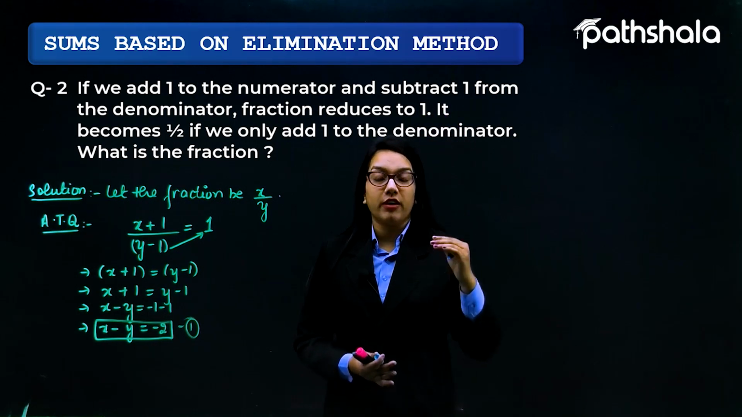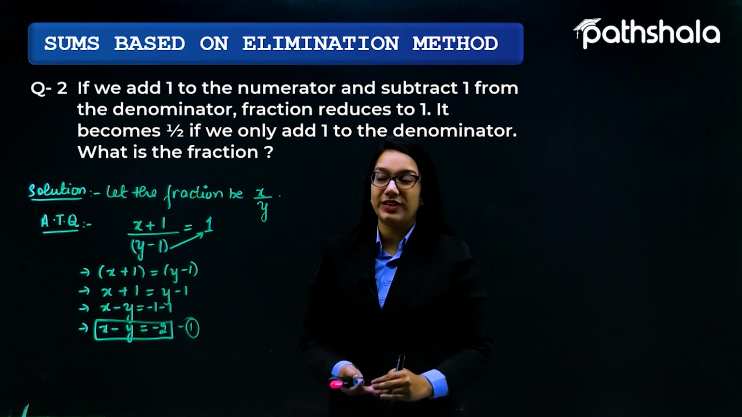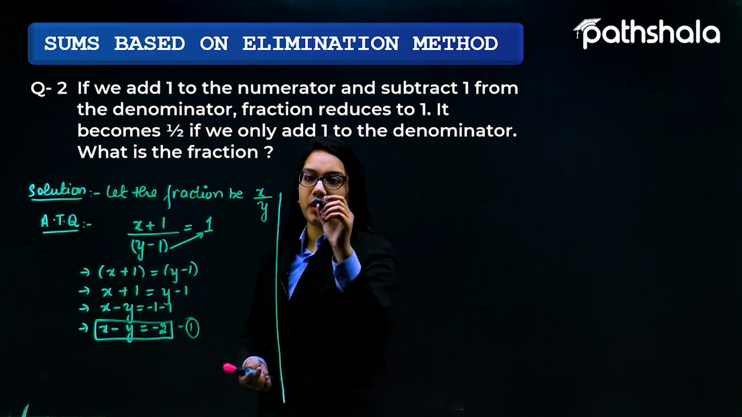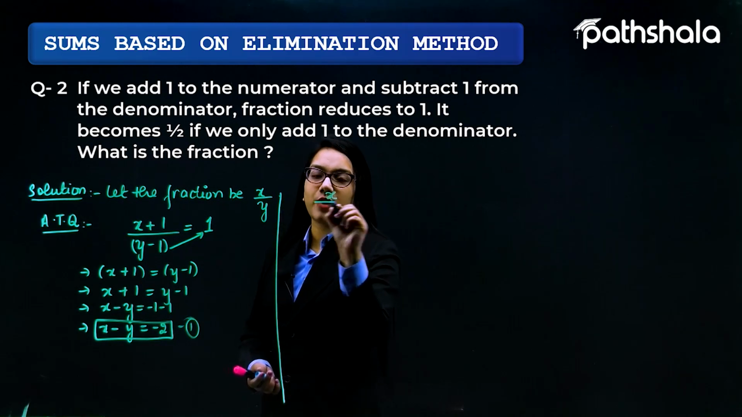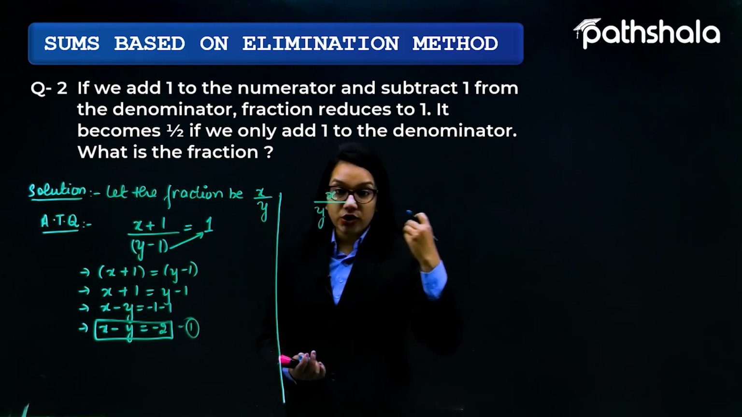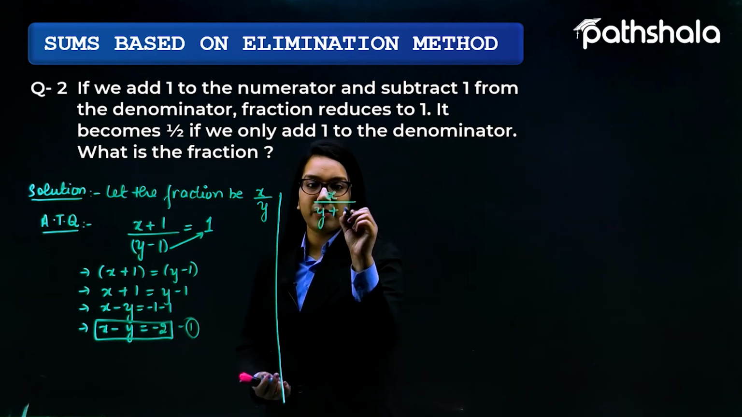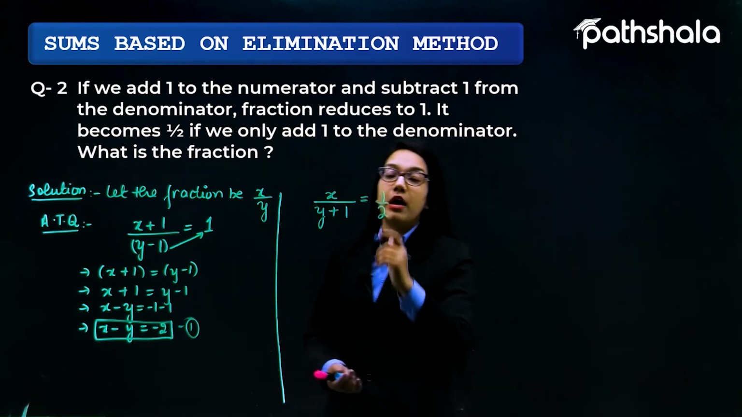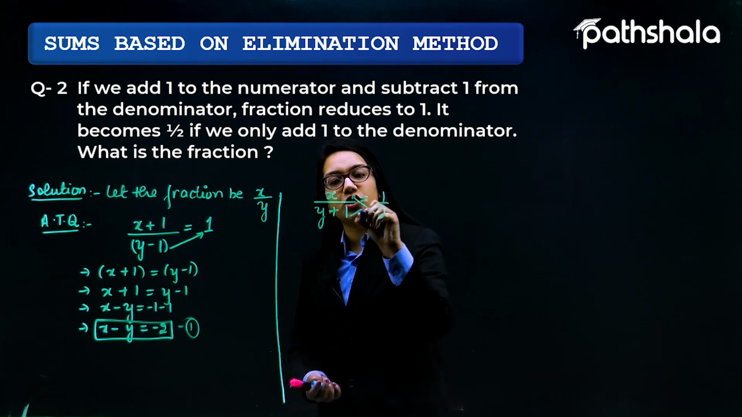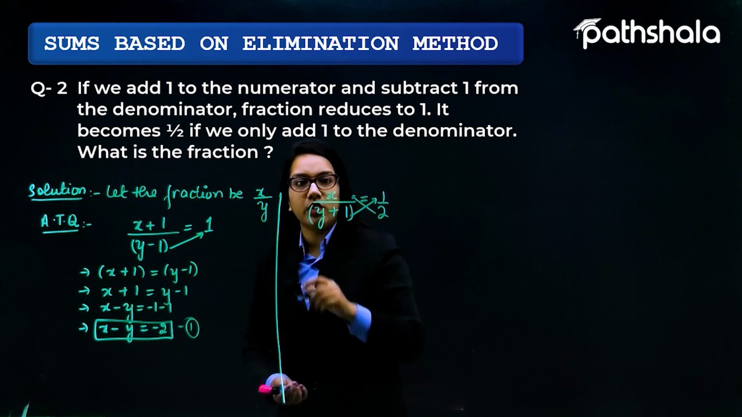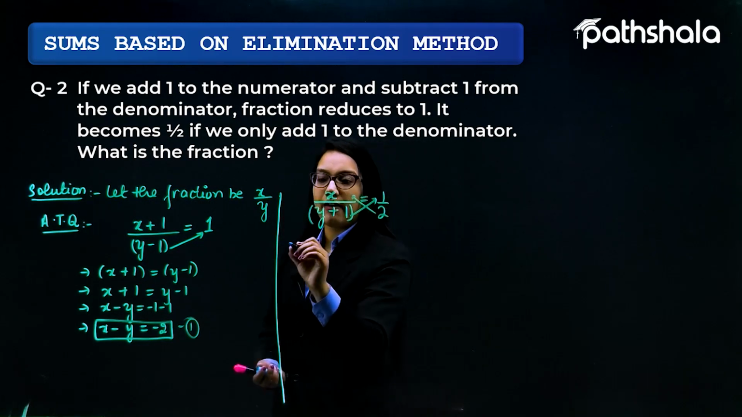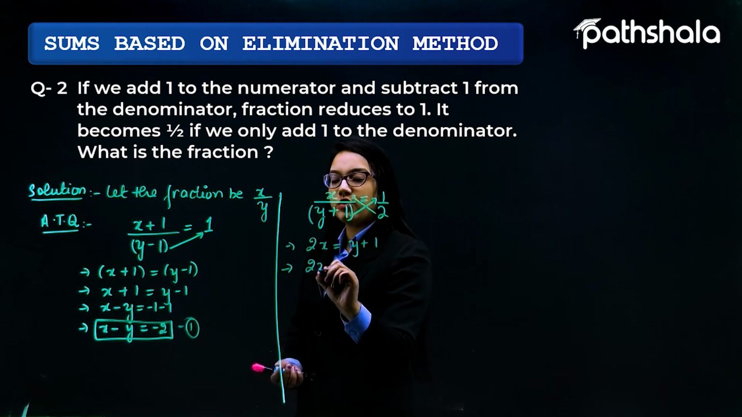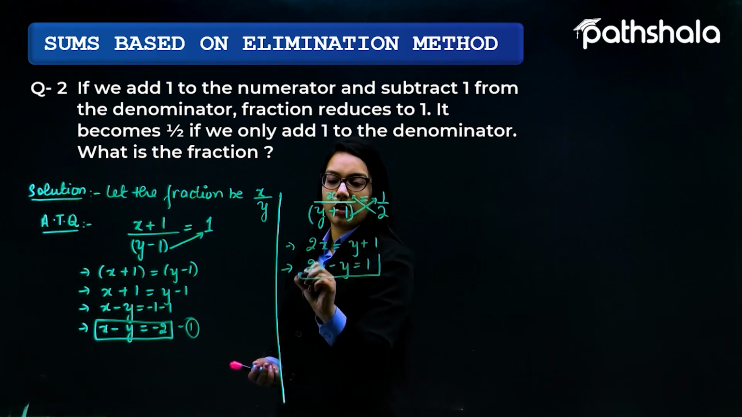It becomes half if we only add 1 to the denominator. So with the numerator x and the denominator y, adding 1 to the denominator gives y plus 1. So the equation is of the form half. Now let's use the cross multiplication method to solve this equation. First of all, we'll have 2x is equal to y plus 1. Let's take y to the other side. So 2x minus y is equal to 1. This is nothing but equation number 2.